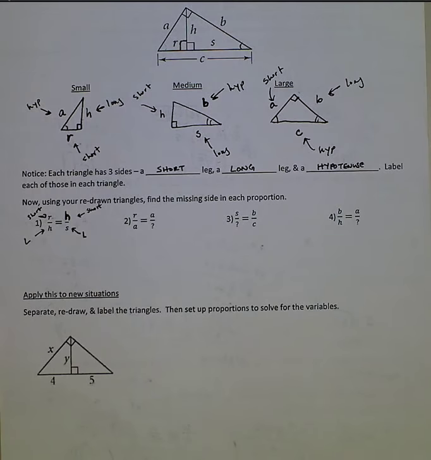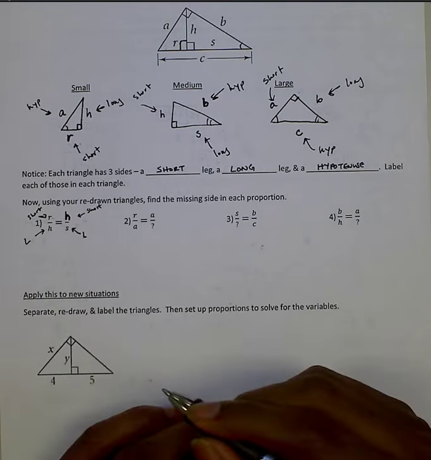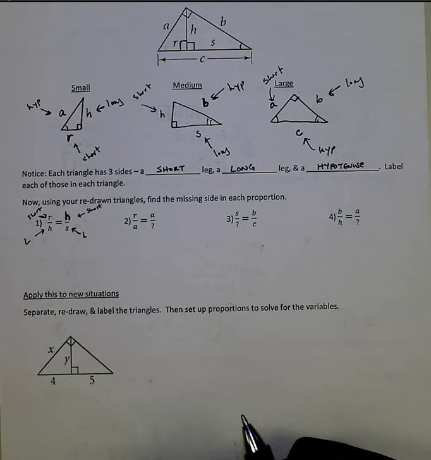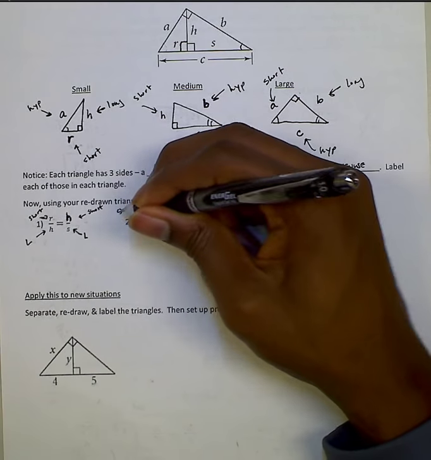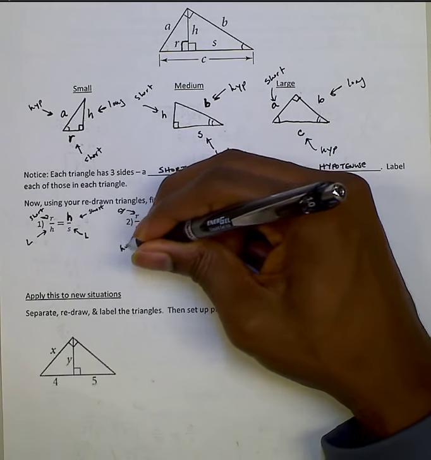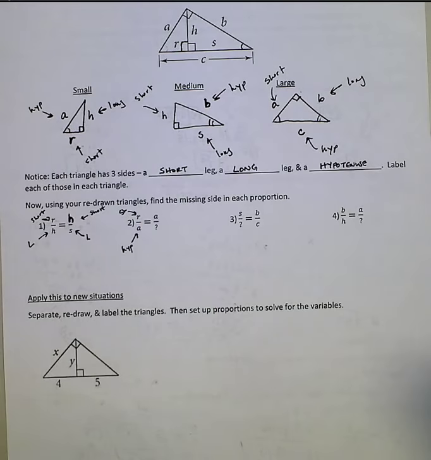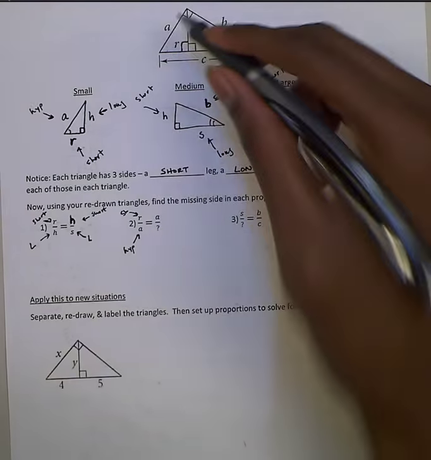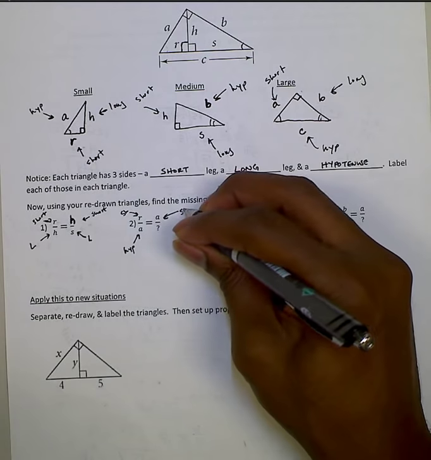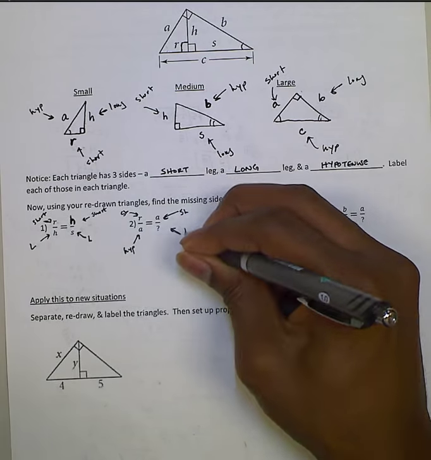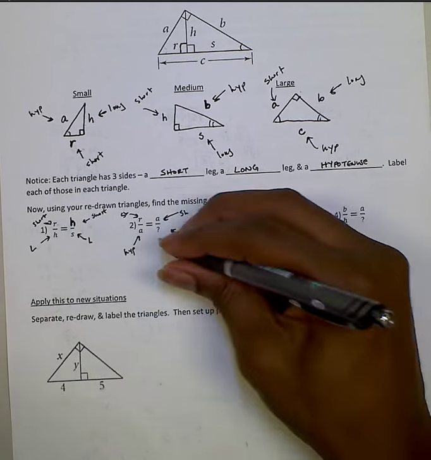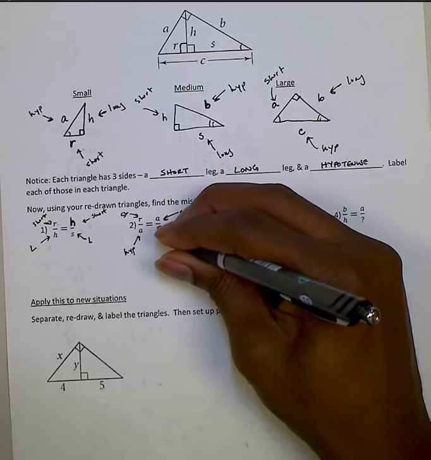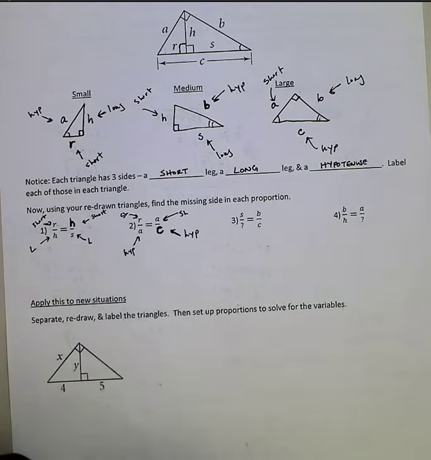All right, second proportion, it says r over a. So what triangle has both r and a in it? The small one. R in this case was short, and a was the hypotenuse. So I'm going to look for a triangle where a is the short side, because that's what they gave me. No, this is short over hypotenuse. So in the triangle where a is the short side, what's the hypotenuse? C. Because that's the original triangle.